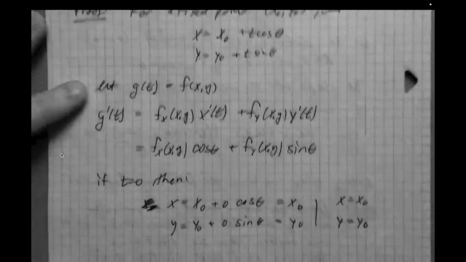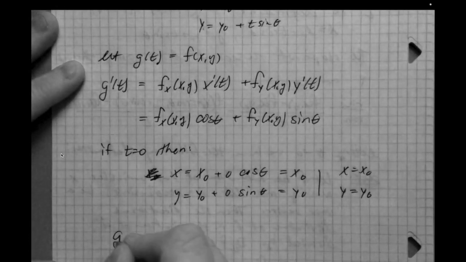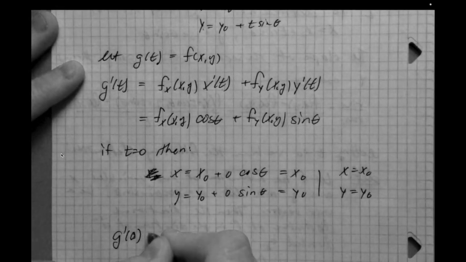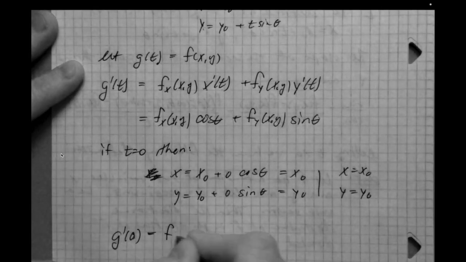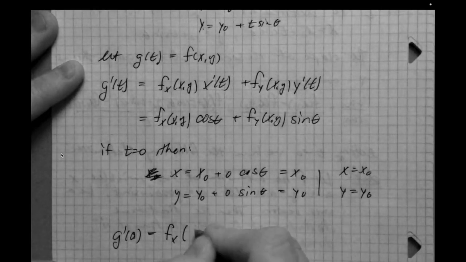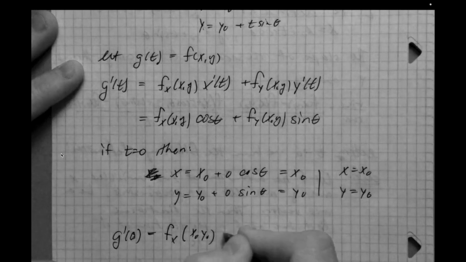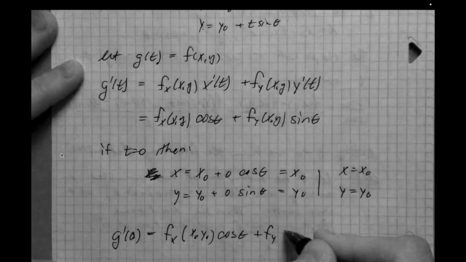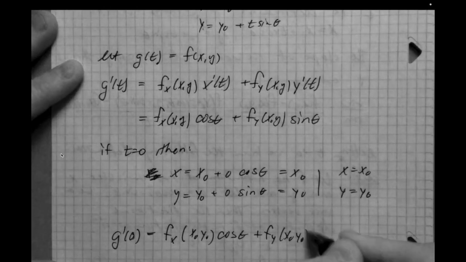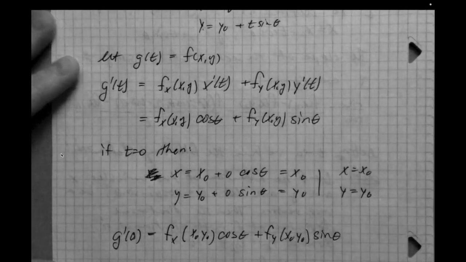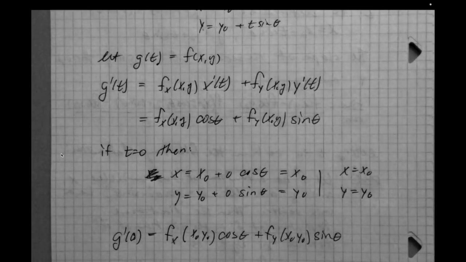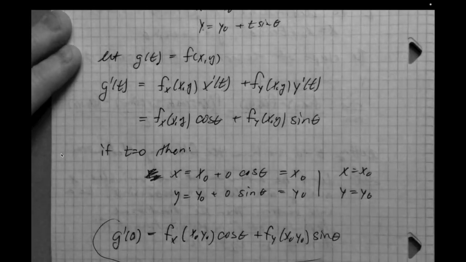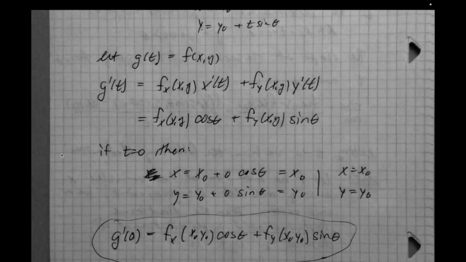Okay, and so what does that mean? Well, it means that g prime of 0 is just f sub x of x naught, y naught times cos theta plus f sub y of x naught, y naught times sine of theta. Okay. All right, so we've gotten to this point, so kind of keep this in mind here.